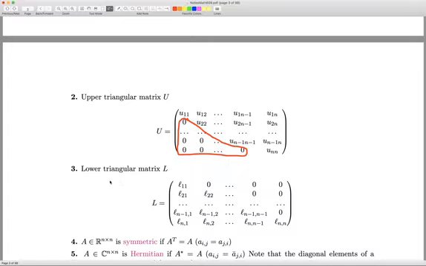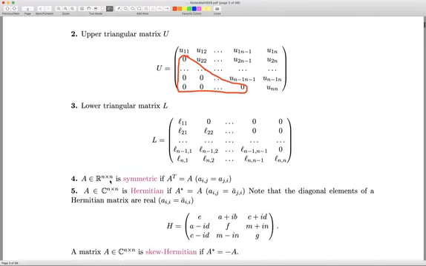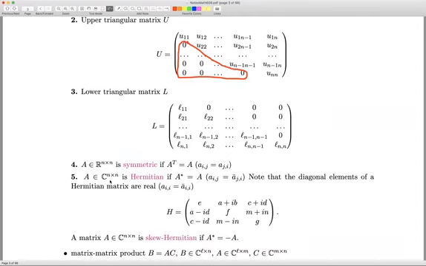Similarly, lower triangular matrices will be matrices for which everything above the main diagonal will be 0. And the elements on the main diagonal and below the main diagonal, which here are denoted by Lij, with the obvious restrictions for the indices i and j, may or may not be equal to 0.